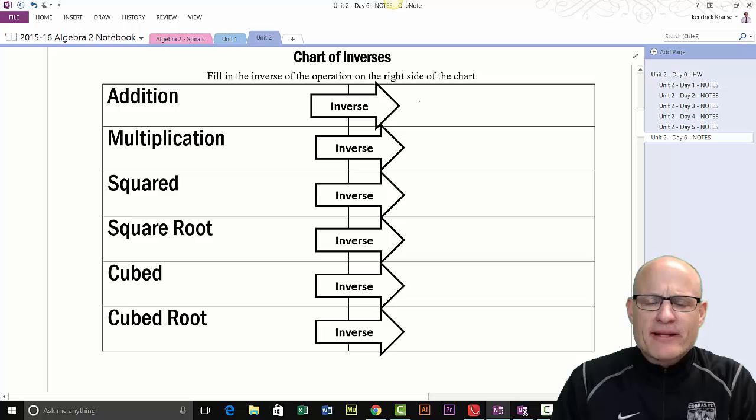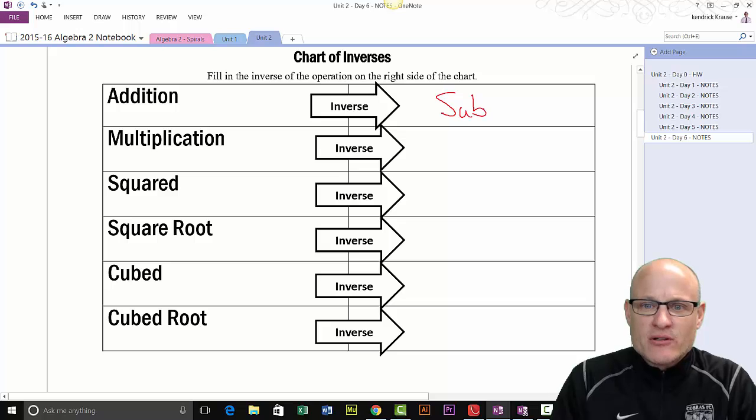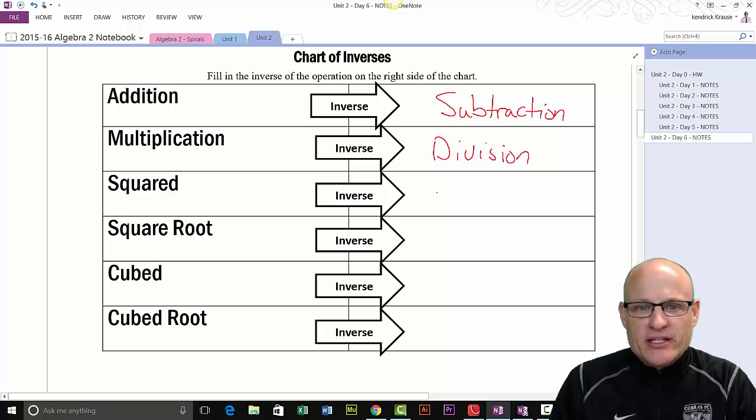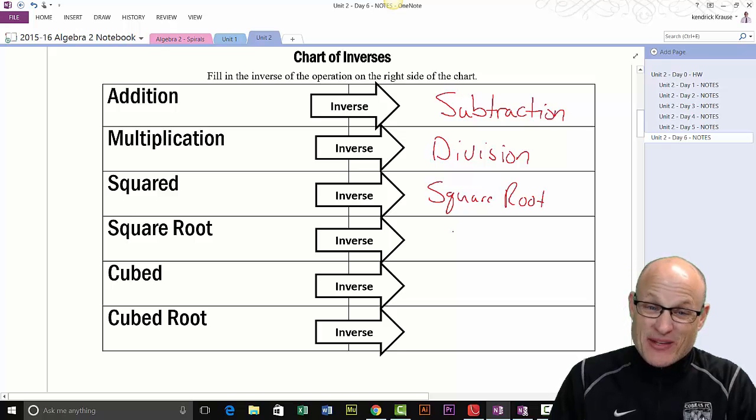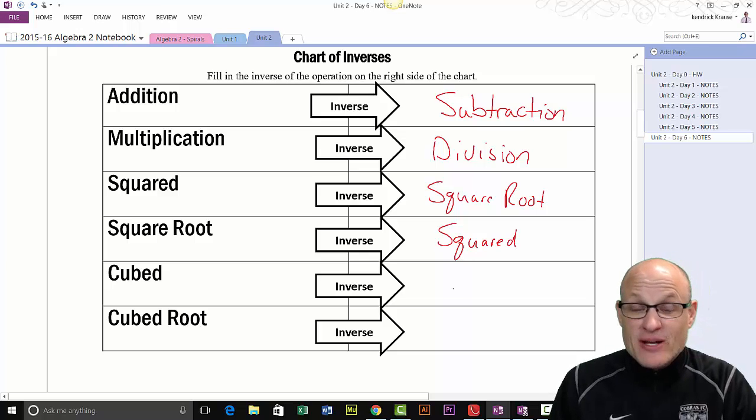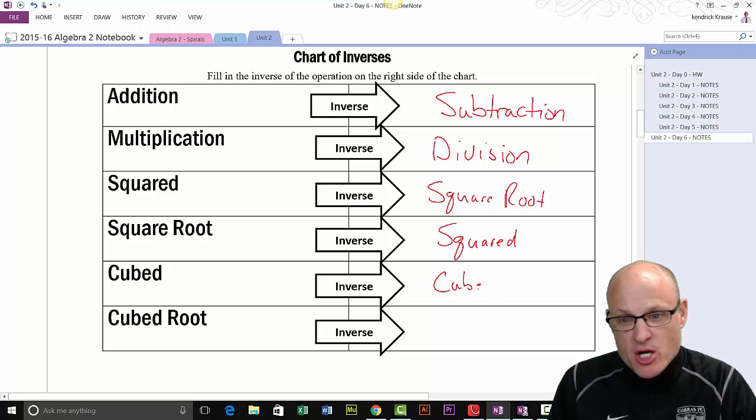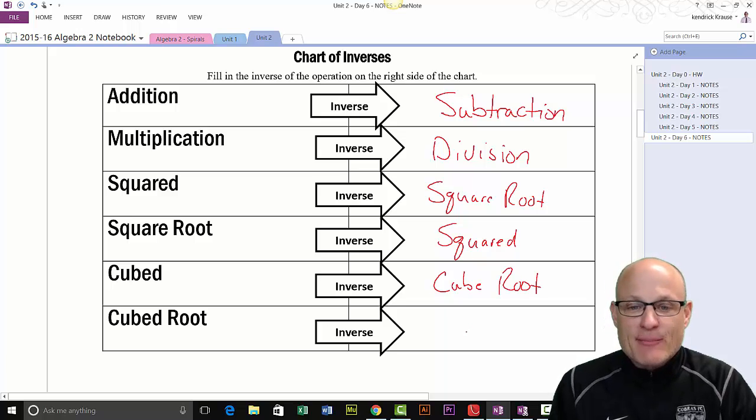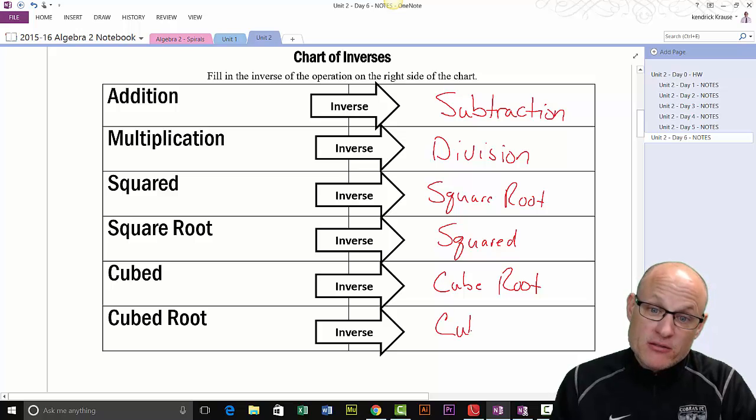All right, here we go. Let's talk about inverse operations. This should be very easy. The inverse operation of addition is, of course, subtraction. The inverse operation of multiplication is, of course, division. The inverse operation of something that's squared is square root. The inverse operation of a square root is to square it. The inverse of something that's being cubed is cube root. And the inverse operation of a cube root is to cube it. These should be obvious.